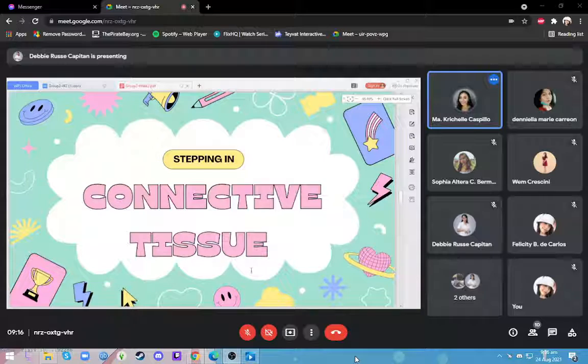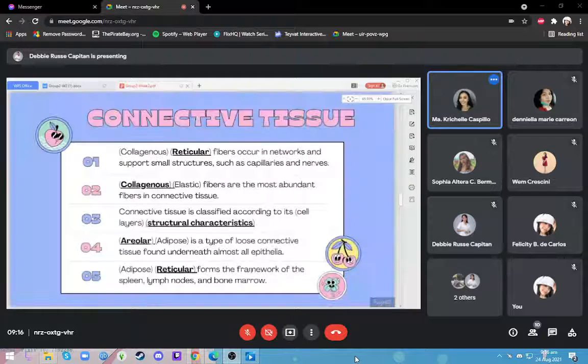Connective tissue. Number 1, fibers that occur in a network and support small structures such as capillaries and nerves: reticular. Fibers that are the most abundant in connective tissue: collagenous. Connective tissue is classified according to its structural characteristics. A type of loose connective tissue found underneath almost all epithelia: areolar. Forms the framework of the spleen, lymph nodes, and bone marrow: reticular.